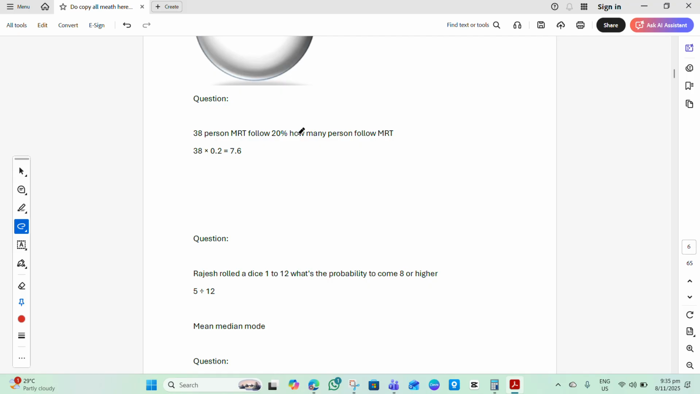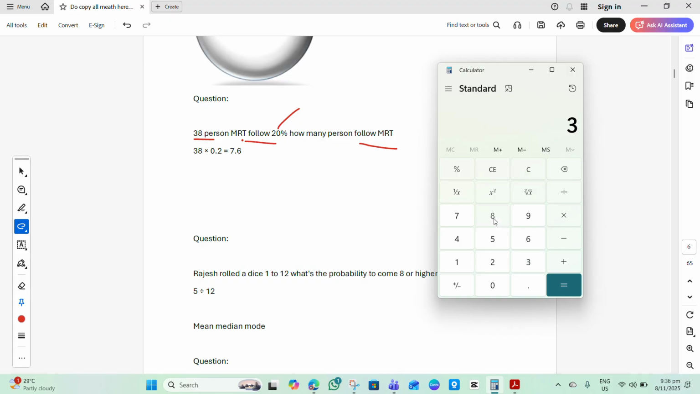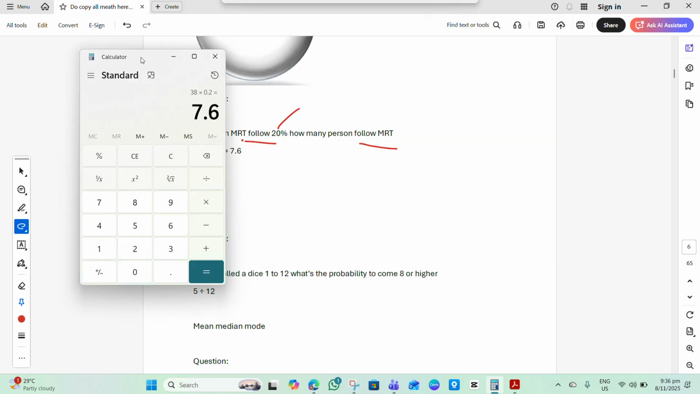Okay, 38% follow MRT, and 20% of 38%. The total is 38 persons. 20% follow MRT. How many persons follow MRT? The 20% is already mentioned, so 20% of 38, 0.20. When asking how many, it should be multiplication. 7.6, meaning to say 8%.